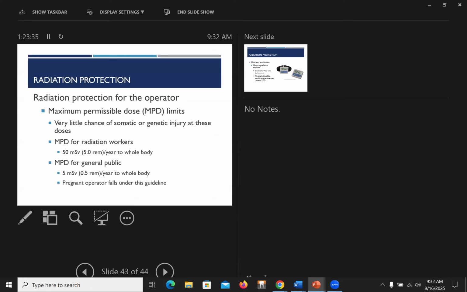There is radiation protection for the operator. There is a maximum permissible dose, the MPD limits, and basically there's very little chance of either somatic or genetic injury within these doses. So the MPD for a radiation worker is going to be 50 millisieverts for the whole body. That's much higher than the general population. You can see for the general population, it's going to be 5 millisieverts for the whole body. And then pregnant operators fall under the lower guidelines.